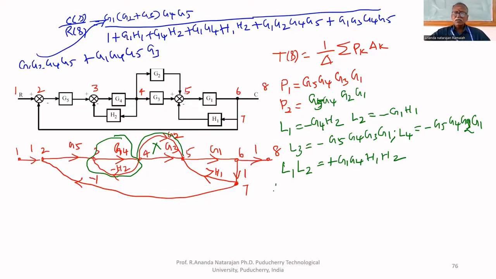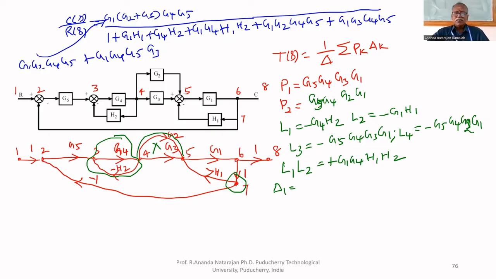What is delta 1? Delta 1 is the delta of the part of the graph which is not touching the forward path. What is the first forward path? G5, G4, G3, G1. That is the first forward path. The part of the graph which is not touching the forward path is only one node, that is 7.